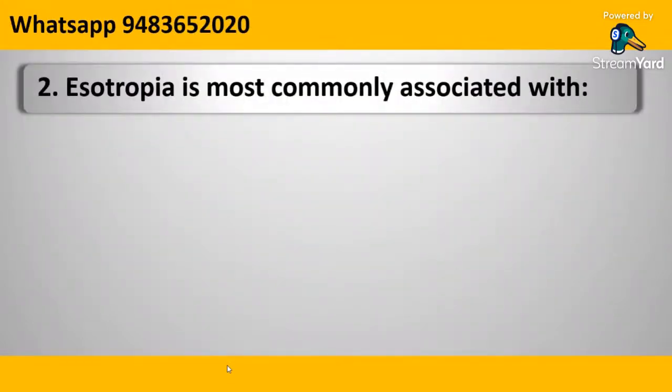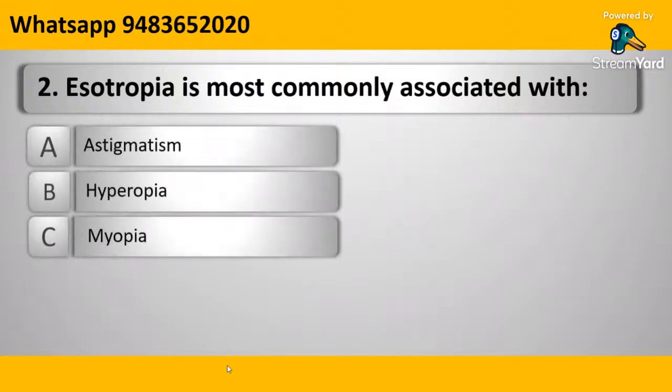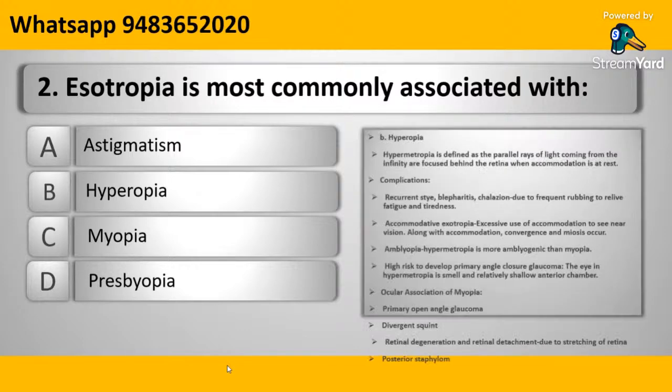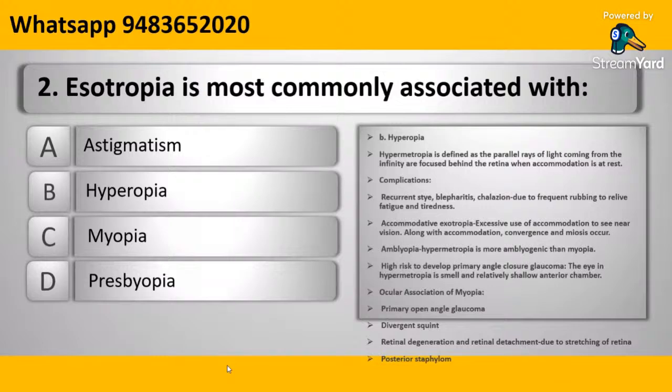Let us move on to the next slide. Esotropia is most commonly associated with which of the following? Now let us look at the four options. A. Astigmatism. B. Hyperopia. C. Myopia. D. Presbyopia. The correct answer here is hyperopia.